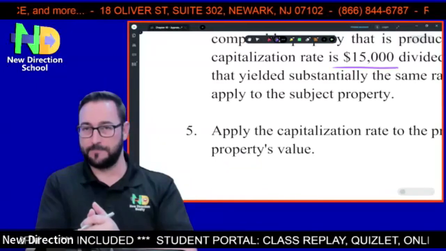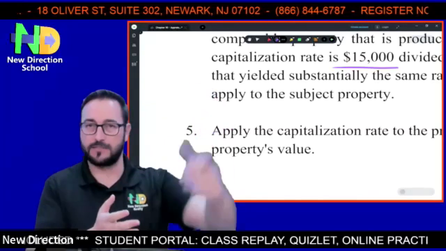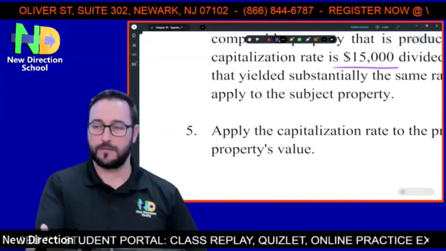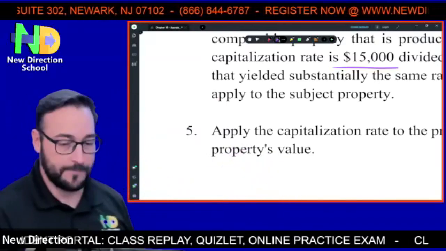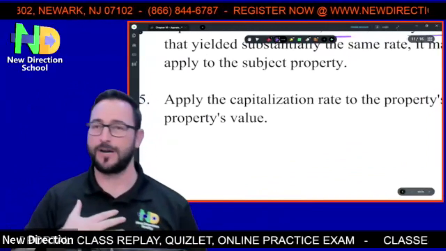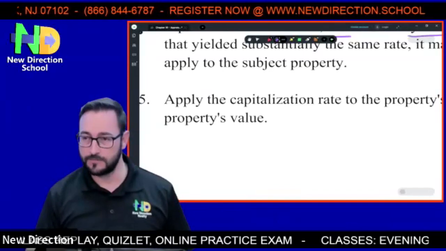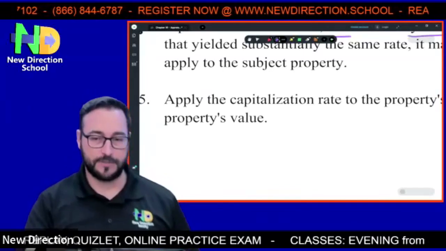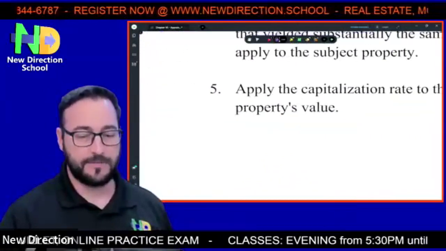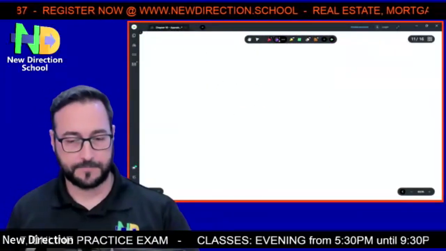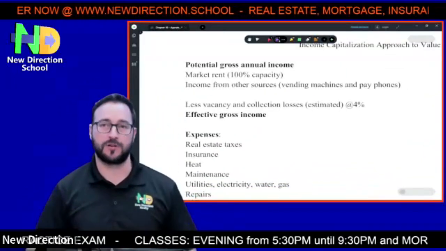Whatever is the net income of that property, divide by the sales price, gives me the cap rate. I'm going to take that cap rate, that's step number 5 in the last step, look at my property, which brings $20,000 net. I'm going to apply the cap rate to that, to arrive at the estimate of the property's value. So let's look at actual numbers, to have a better idea of what I'm talking about.